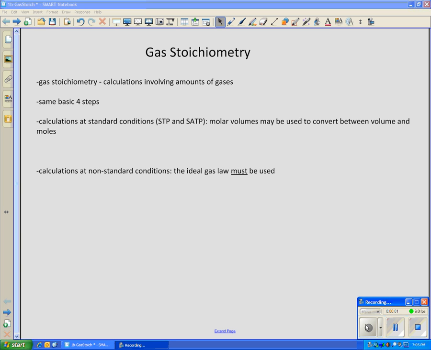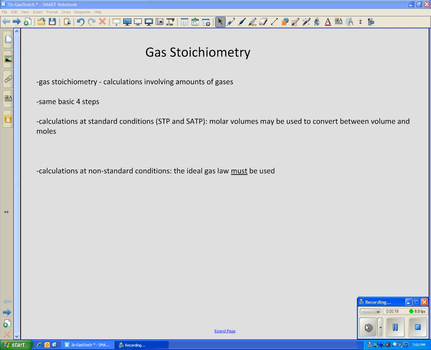The second type of stoichiometry we're going to consider and look at is gas stoichiometry. And this is calculations that involve the amounts of gases. So that might be volume, pressure, or temperature. You're going to follow the same basic 4 steps that you did for gravimetric stoich.